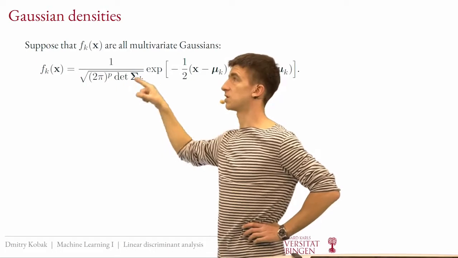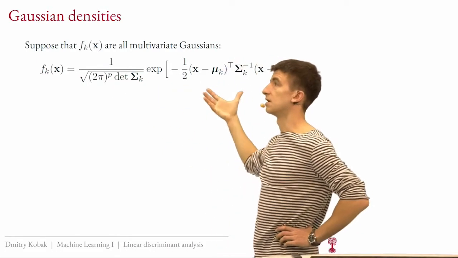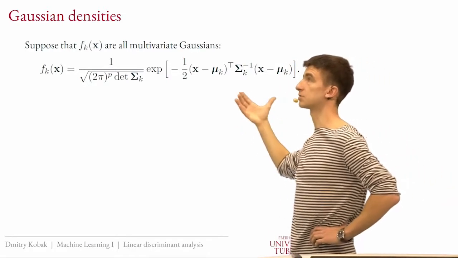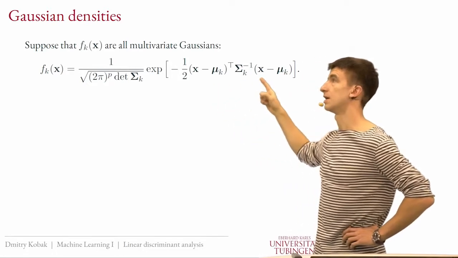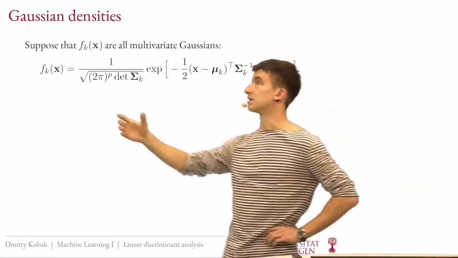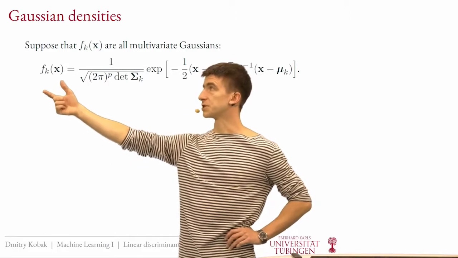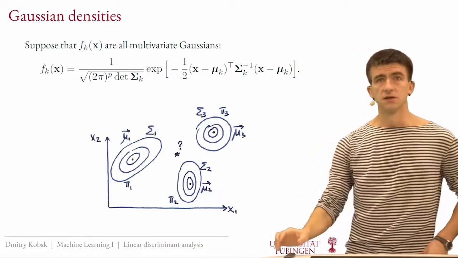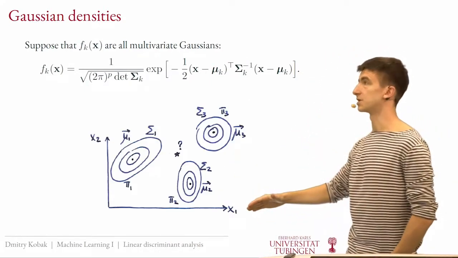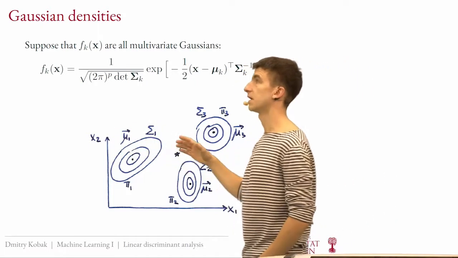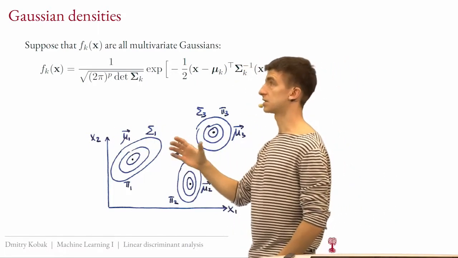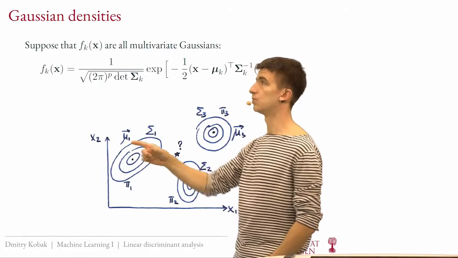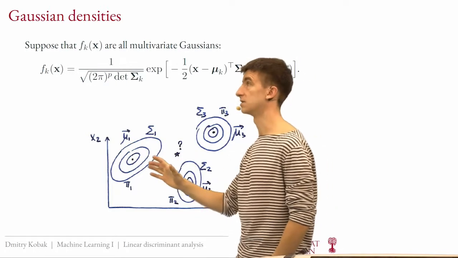This entire thing in the front is just a normalization factor, so that this thing integrates to one as probability densities should, right? And the more interesting objects here are the mean, the mu, and the covariance matrix, the sigma. And we can have a separate Gaussian for each class. That's why they're indexed by K over here. So here's an example. Imagine we have two predictors, X1 and X2, nothing else, and there are three classes. And let's assume that we know the true parameters of all the Gaussians. So we know what the mu is, and we know what the sigma is, and we know what the prior is.